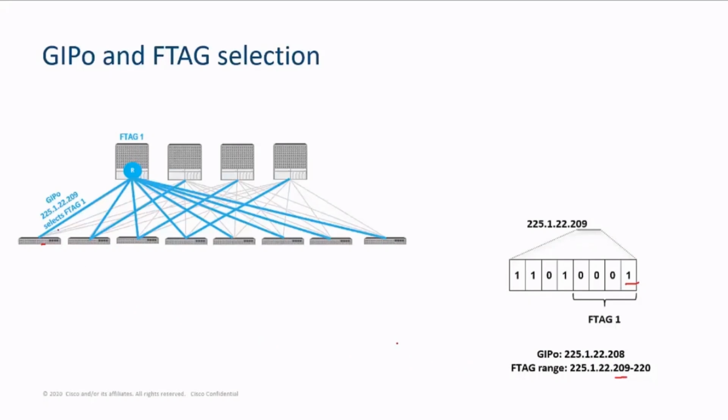So when it sends it over the tree, it sends it out one of the links. It's going to send it to .209, so that represents bridge domain 1, F tag 1. If this leaf wanted to send it over F tag 2, it's going to take the second available IP, .210, and send that traffic over tree 2. So it's kind of cool how that works.